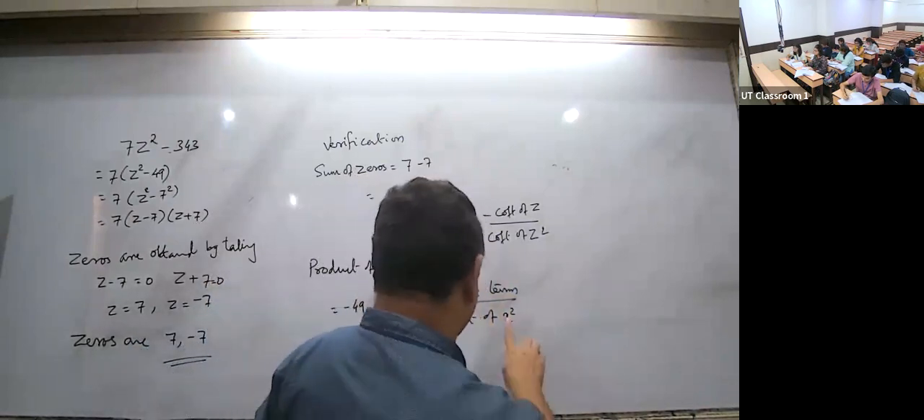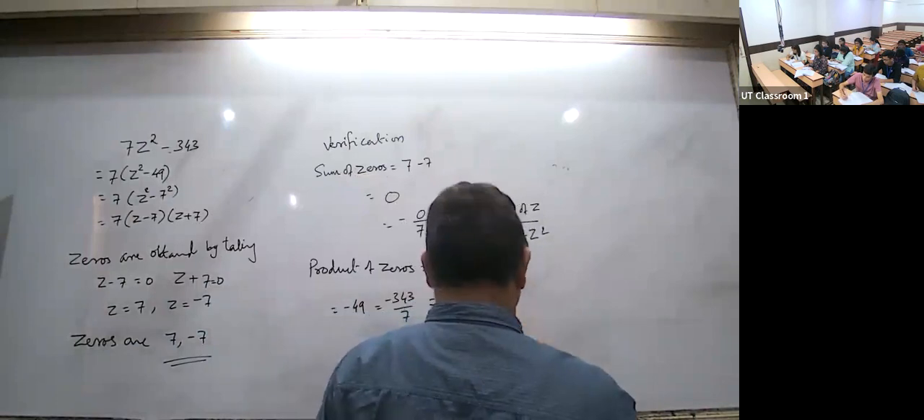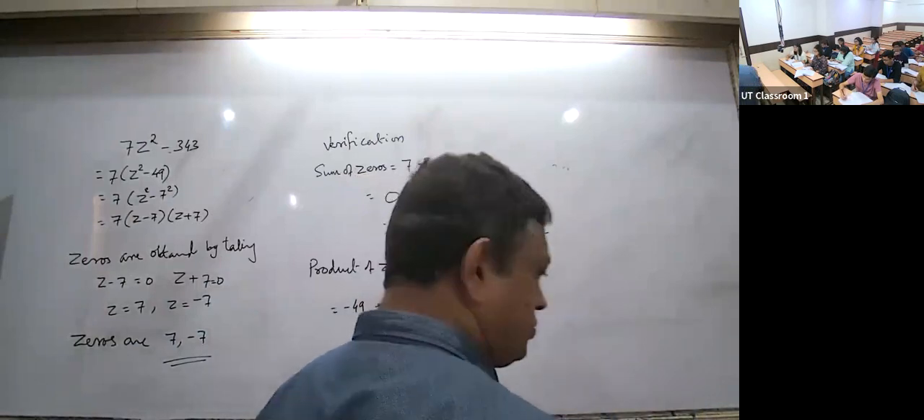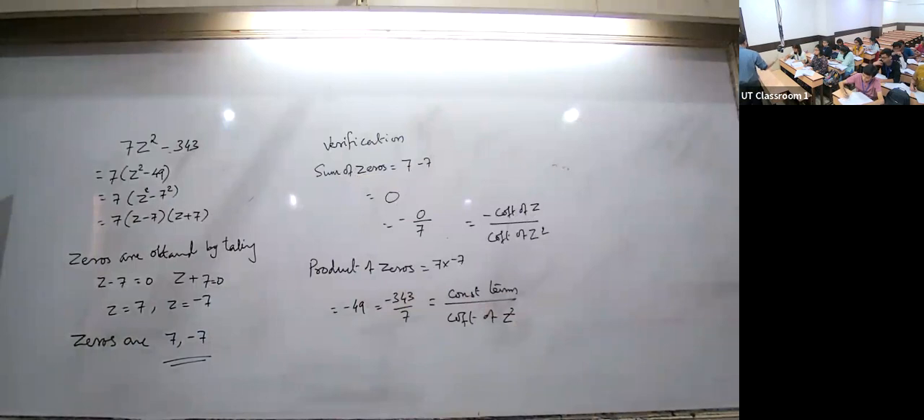That's what we have to find out, which is same as constant term upon coefficient of z square. Okay, or not? What is it? Product of zeros, 7 into minus 7 is minus 49, can be minus 343 upon 7. Look at the question and adjust the term. Automatically it comes. Follow me, follow. So now, next question you will do down the corner.